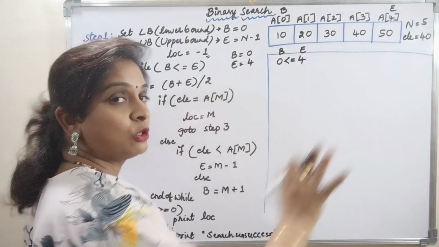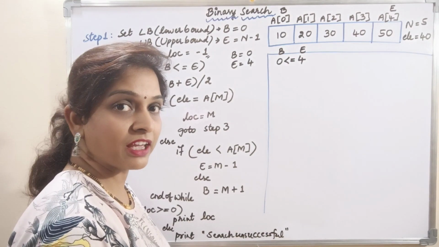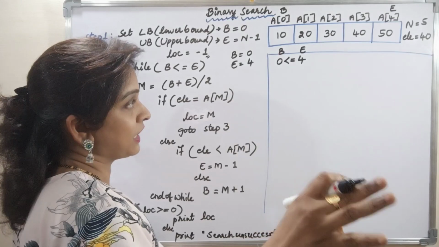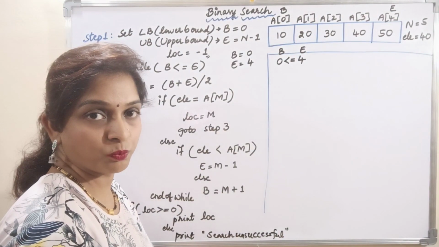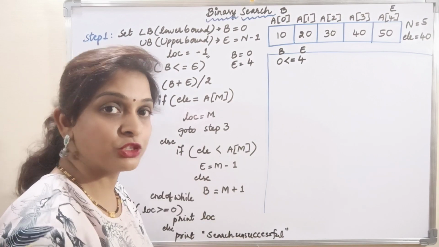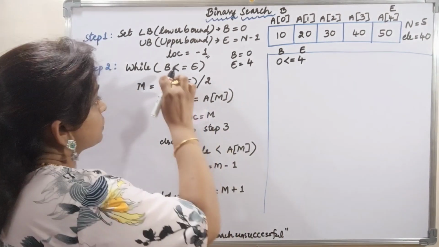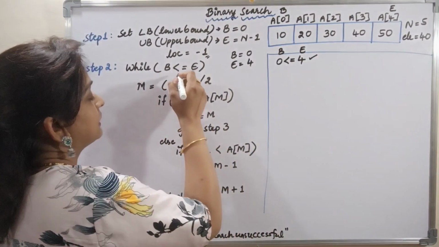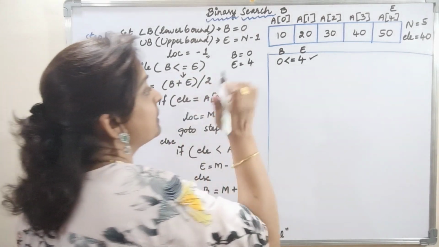Inside the while loop, we'll do all the comparisons, we'll divide the array, all those things. So what is the formula to divide the array? It is beginning plus ending divided by 2, which will give you the mid position. Position, not the element, mid position. So I need to check the bound. If it is true, then I'll get inside and I need to find the mid position.